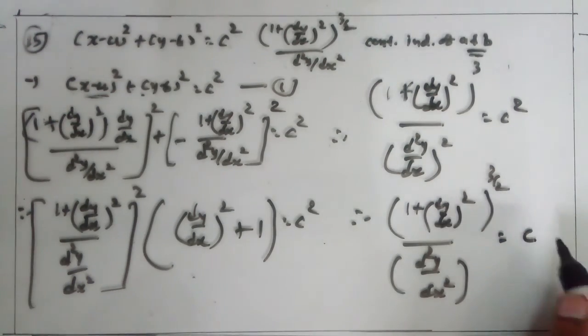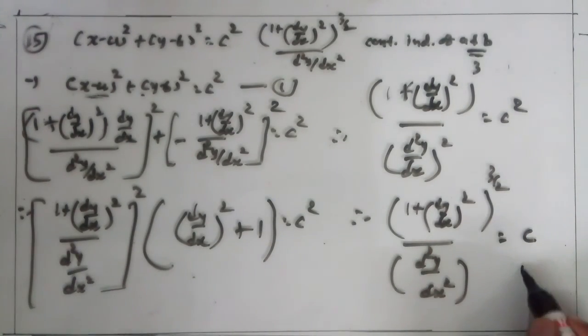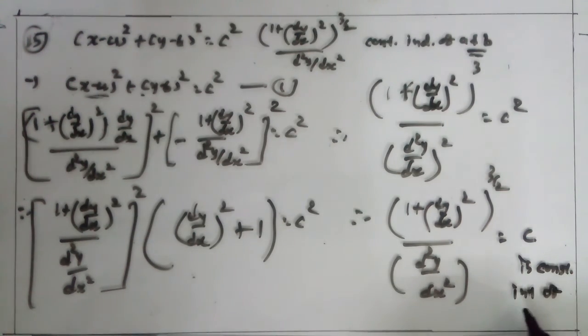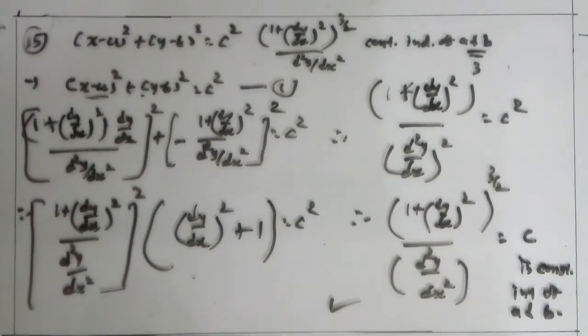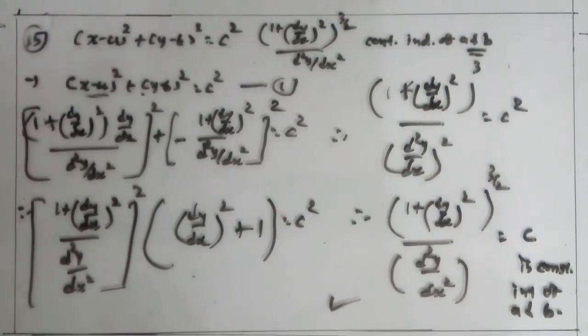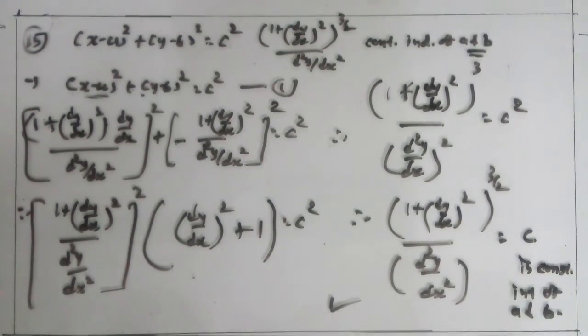So this is a constant independent of a and b. Hence proved. Clear? So remember how to solve this type of question. Solve the remaining questions yourself. Here we complete this chapter. In the next lecture we start a new chapter.